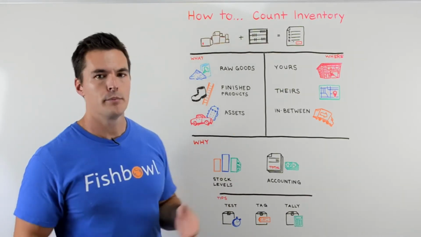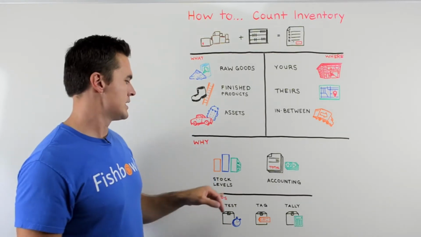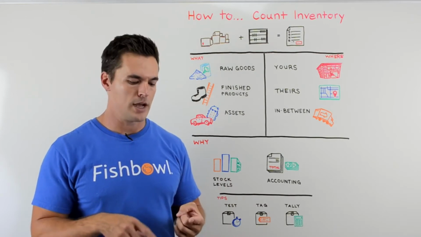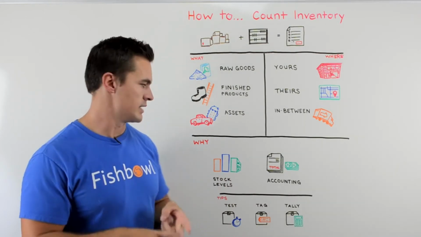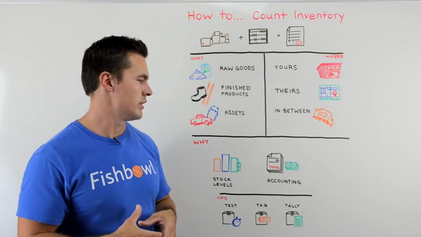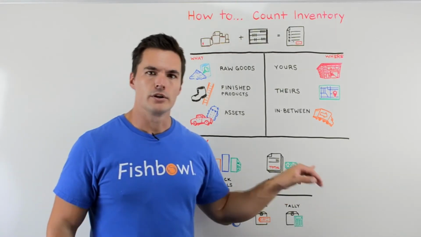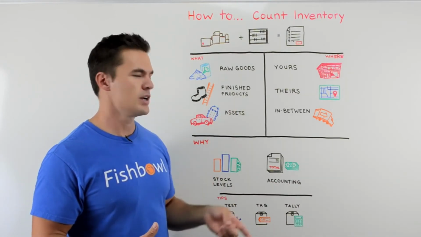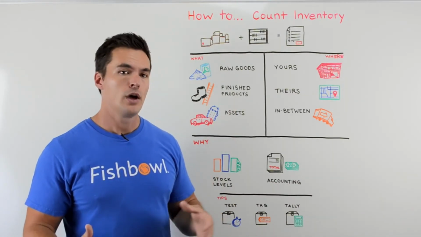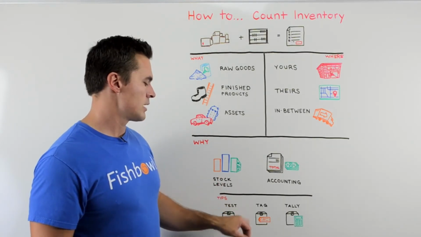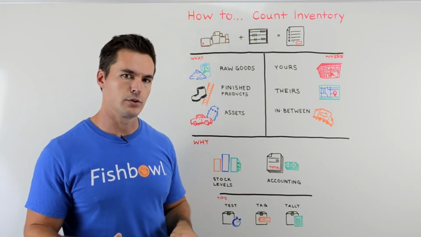The why, pretty straightforward, but people still miss out on it. Your stock levels. Once you know your final numbers, you can keep track of things like shrinkage, seasonality, demand. You need to know what you have so you can know what to do with it. But obviously you need to know your accounting. What's just sitting there? How much money do you have tied up in your shelves? What's selling? How much is all of this worth? Important to know.